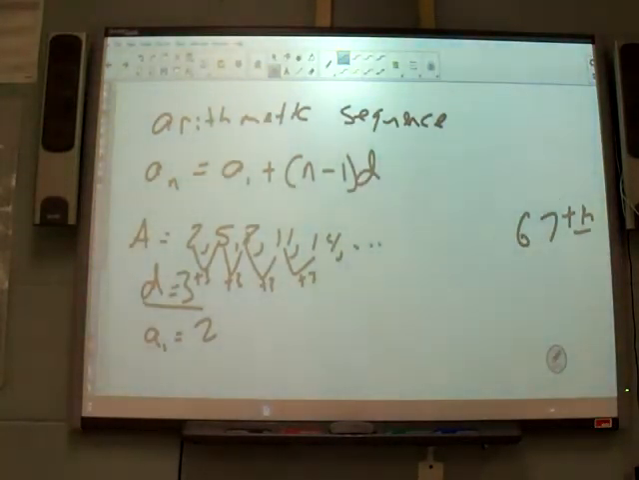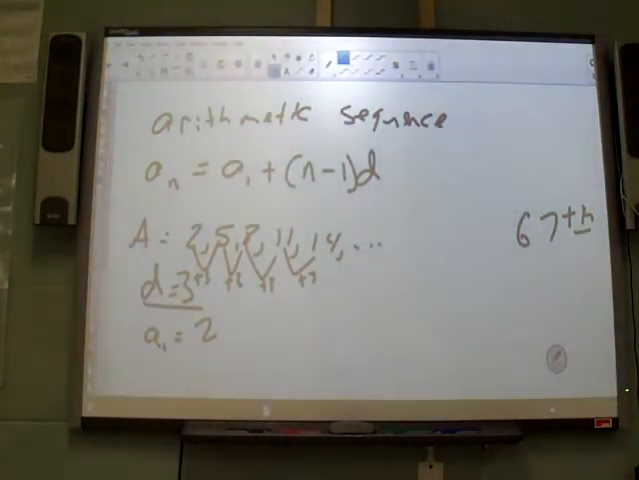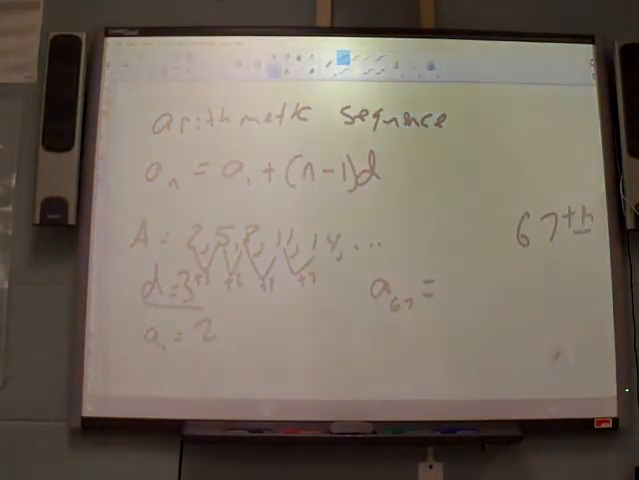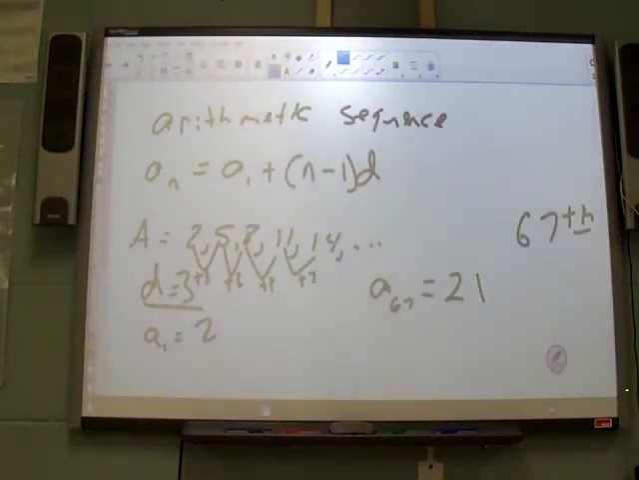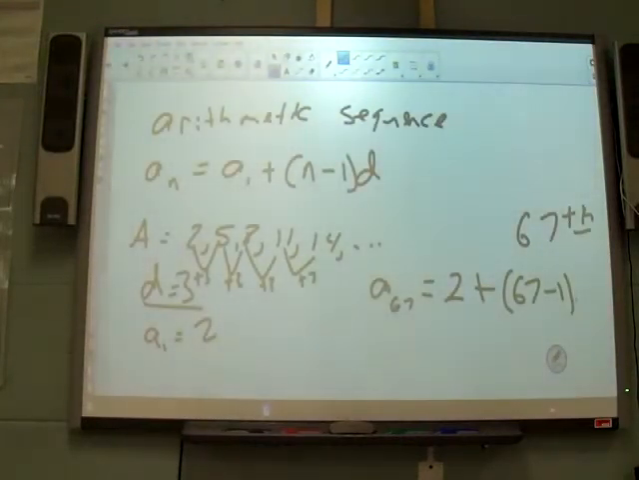I asked you for the 67th term in the sequence. So 67 will go in my n place there. I'm going to say the 67th term, I just plugged the 67 in here. I'm rewriting this formula and plugging in what I know, is equal to my first term, which is 2, plus n minus 1, so 67 minus 1, times d, and our d was 3.